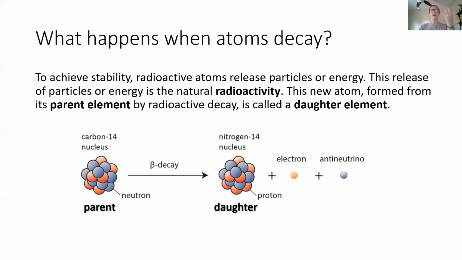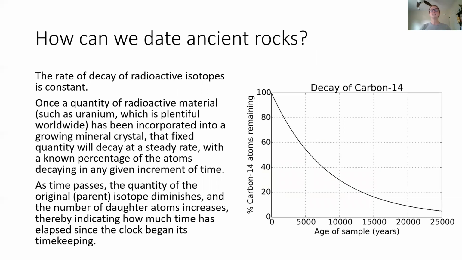Right? The parent element, that's the original atom, the carbon 14, will decay radioactively to form the daughter atom, the daughter element. In this example, it's nitrogen 14, right? So the parent decays to the daughter. And it does this at a very specific rate, right? The rate is different for every atom, but for every atom, we know a specific rate, which means that we can measure the amount of parent to daughter and know exactly how old the atom is, or how old the sample is, not the individual atom.